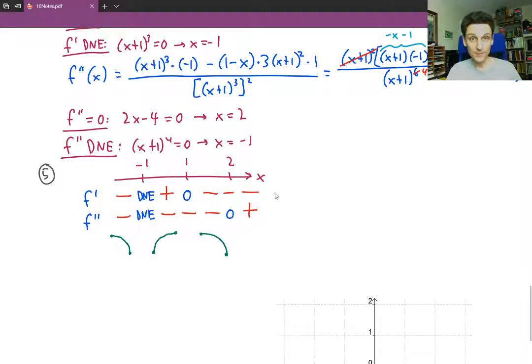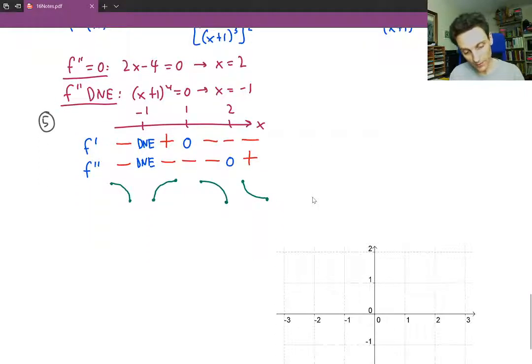And the last interval, if you said decreasing and concave up, that's correct. Decreasing, so going down as you go to the right, and concave up, part of a cup. This is the left half of the cup. So now we know the little pieces of what our graph looks like, the behavior of the graph. Let's take one last step before we come to the coordinate system.